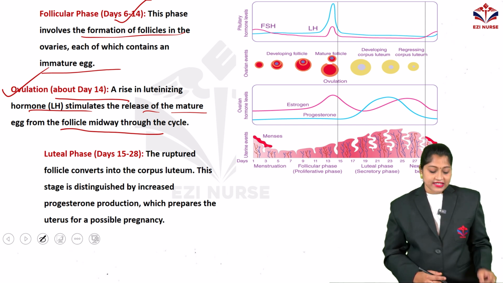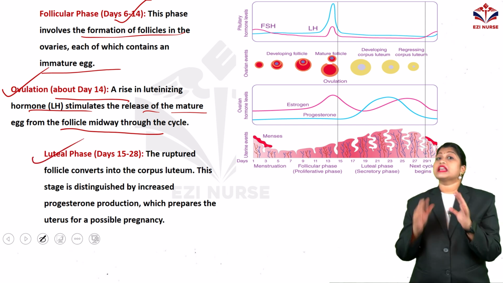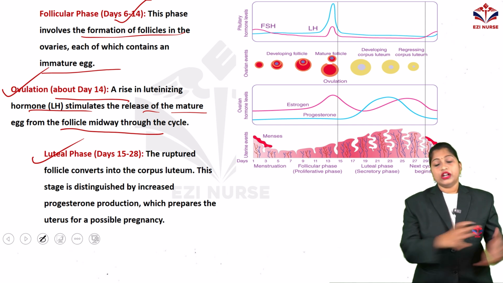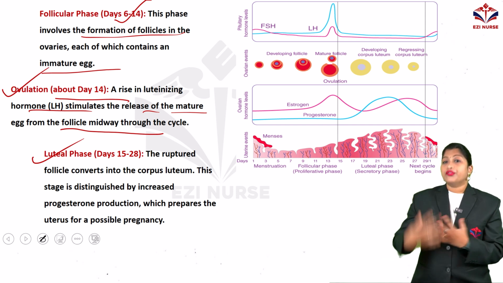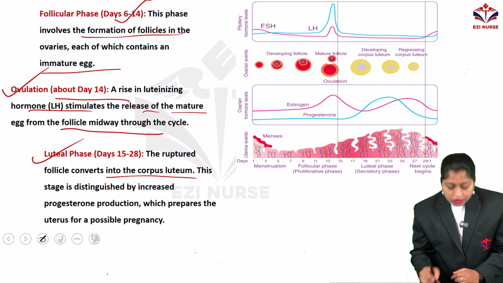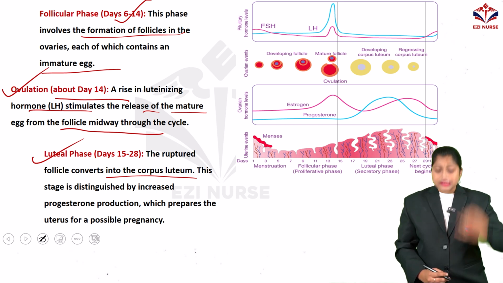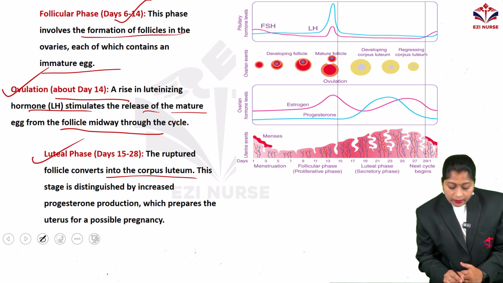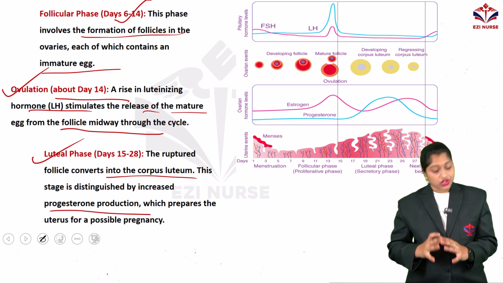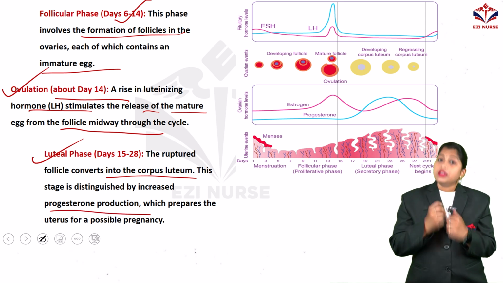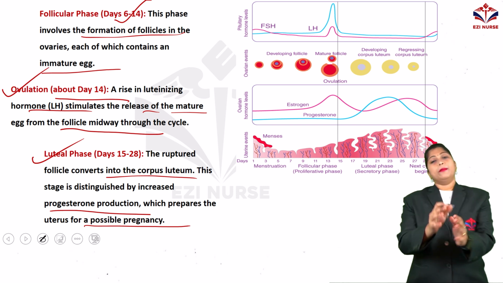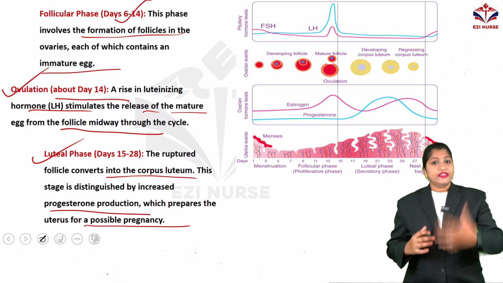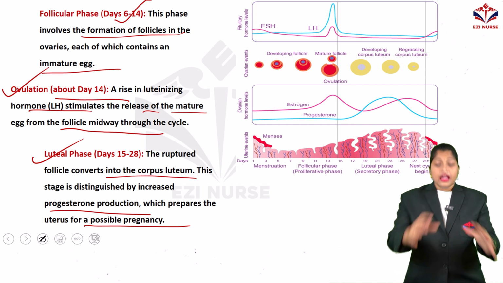And the last phase is the luteal phase. The days are usually the 15th to the 28th day. In the luteal phase, the ruptured follicle gets converted into the corpus luteum. How do we distinguish this stage? We distinguish it by increased progesterone production, which prepares the uterus for a possible pregnancy. If fertilization occurs, then there might be a possible pregnancy.